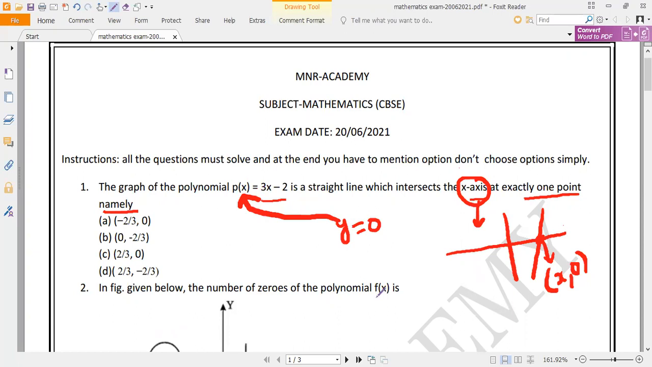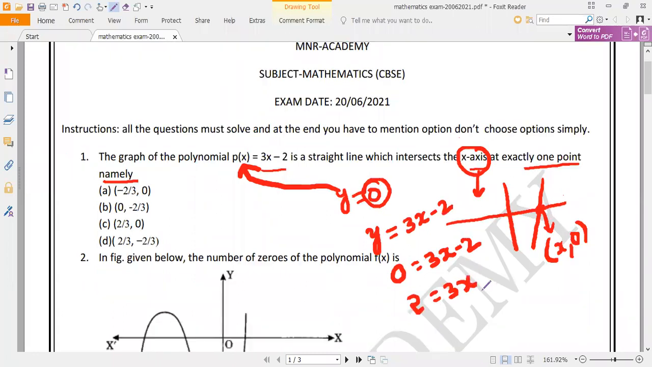So y equal to 3x minus 2. What is our y value? 0. So 0 equal to 3x minus 2. Minus 2 comes to this side, plus 2. Plus 2 equal to 3x. Then x equal to 2 by 3. What is the x value? X is equal to 2 by 3.